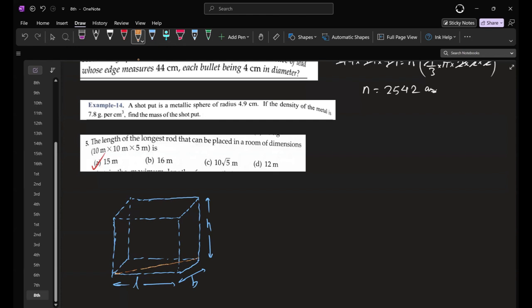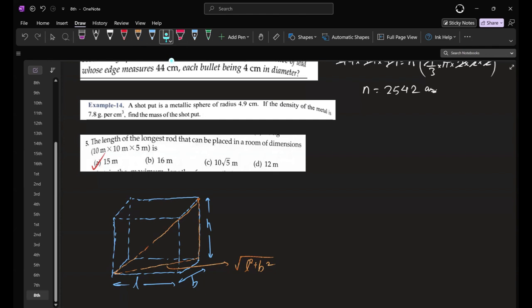What would be this length? Root L squared plus B squared. This would be under root L square plus B square. Now in this triangle, from this point to this point would be the diagonal of the cube or cuboid. Right? From this point to this point, something like this is going to be the diagonal. And this diagonal length we have to find out.